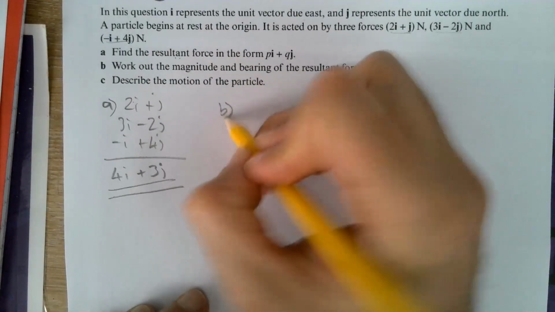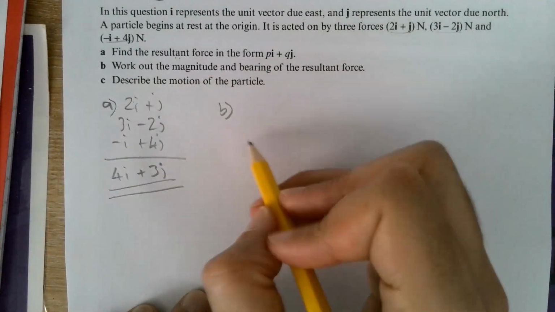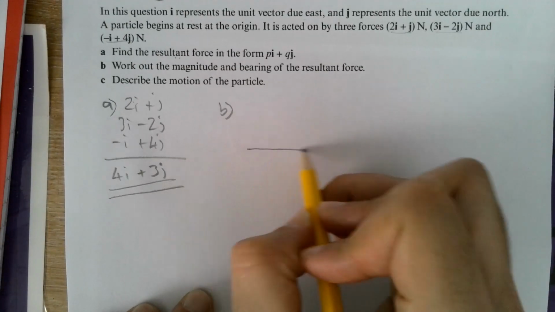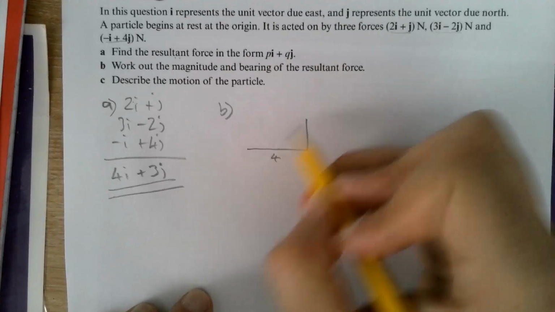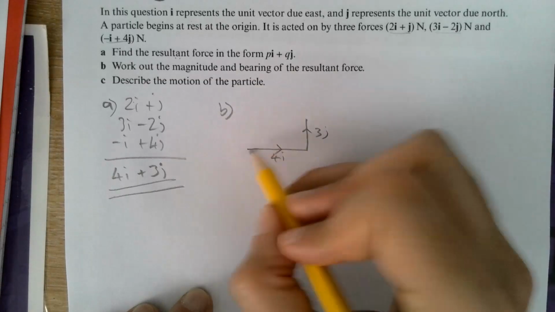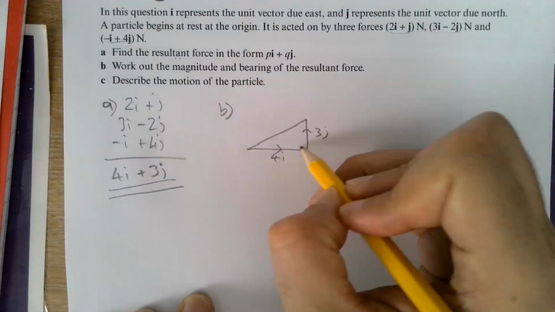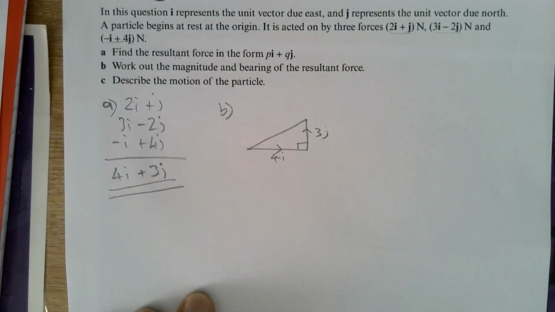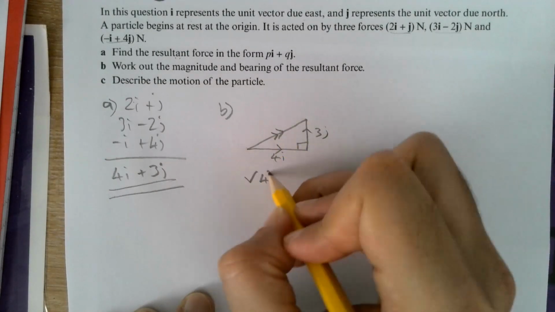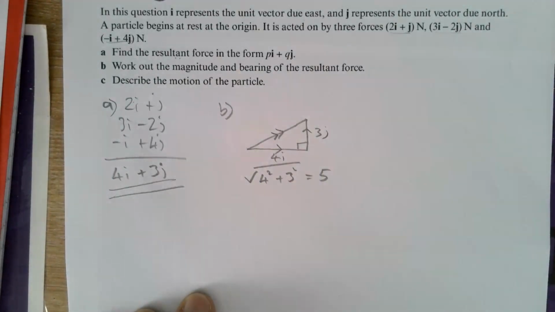Part B, work out the magnitude and bearing of the resultant force. What this means is, imagine 4i plus 3j. If we start there and go 4i, that means going 4 units that way. And then 3j, that means going 3 units that way. What it's asking here is, for the magnitude, how far away are you? What's that actual distance there? Hopefully you can spot what we're going to be using here. We're going to be using Pythagoras' theorem. If I want to figure out that magnitude, I'm going to do the square root of 4 squared plus 3 squared, which will end up giving me 5.